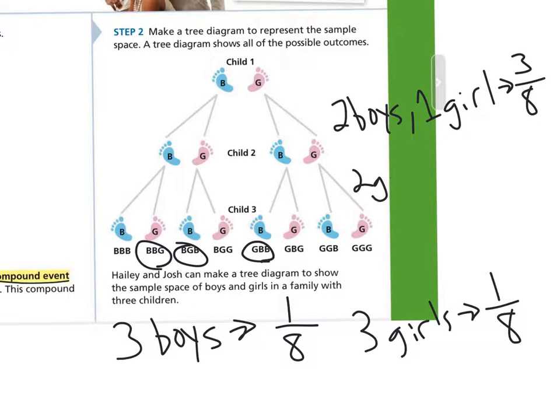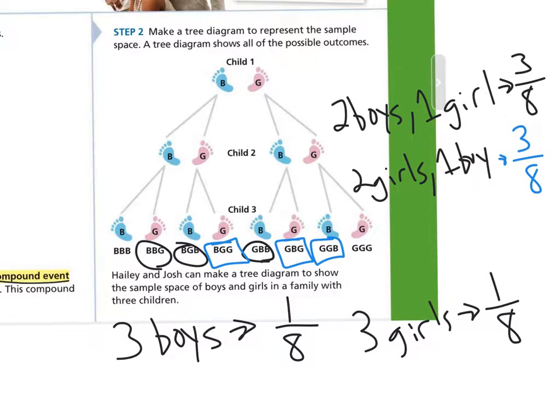And then we could have 2 girls and 1 boy. 2 girls and 1 boy. 1, 2, 3. So that also would be 3/8. Those are actually our 4 possibilities here. When you add those probabilities together, they add up to 8/8, which is the same as 1. And that means 100%. So that's what should happen if we have all of our different choices.